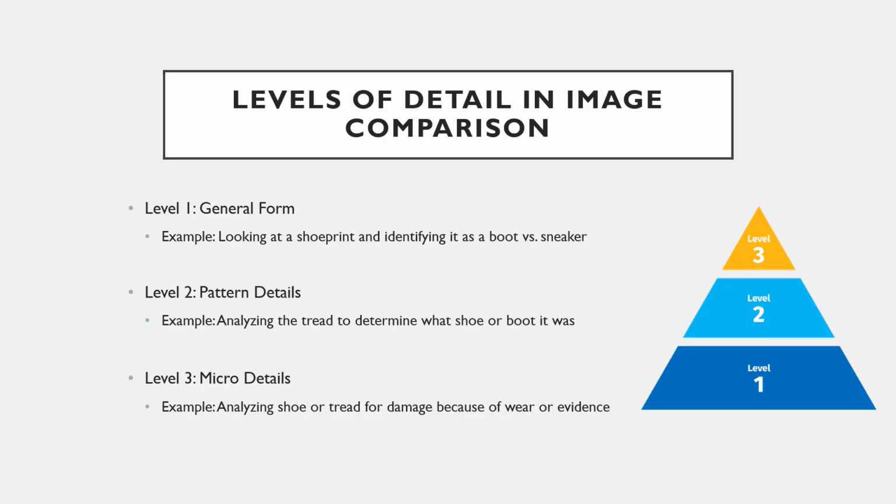Forensic analysis follows three levels of detail for image comparison. Level 1 is the general form, which is used to determine broad class characteristics like whether a shoe print belongs to a boot or a sneaker. Level 2 pattern details examines more specific measurements such as fingerprint ridge flow or wear patterns on a tool mark. Level 3 micro details focus on fine textures, anomalies, and imperfections that make an object truly unique. The higher the level of detail, the stronger the comparison process, allowing more precise conclusions to be made. Level 3 details are necessary for making a positive identification.